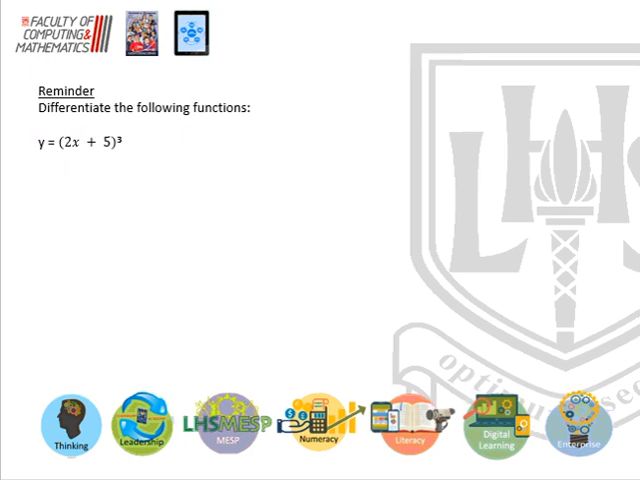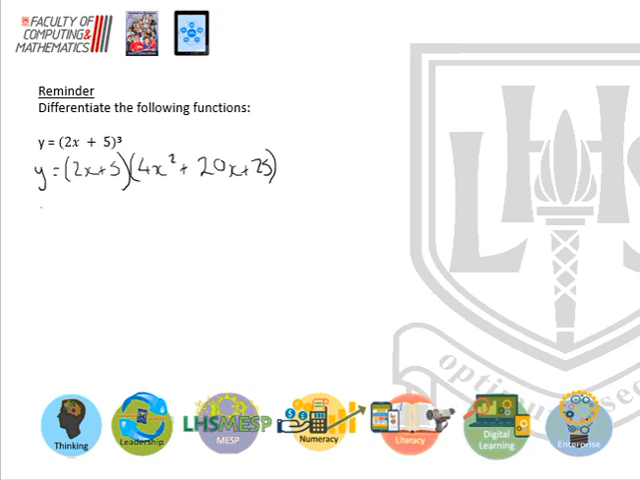Okay, so just a wee reminder, I want you to pause the video and differentiate this function. So y is equal to (2x plus 5) cubed. Now if you've done that, what you would have done is multiply out the bracket. So (2x plus 5) cubed means (2x plus 5) times (2x plus 5) squared. So that'll be 4x squared plus 20x plus 25.